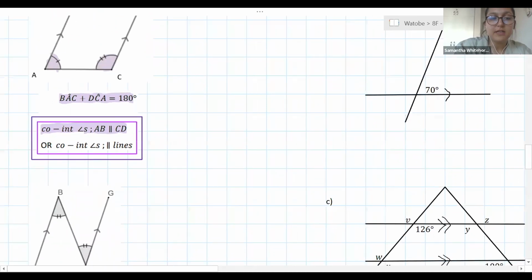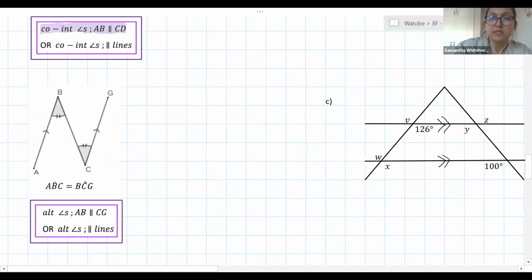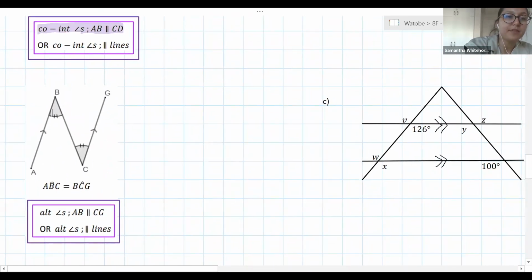Right, and then finally, we have our alternate angles. The alternate angles are the N shape. The sort of angles in the corners of the N are equal to each other. And again, it's alternate angles, and we always state which lines are parallel that we are working with. So those are my three parallel line reasons.